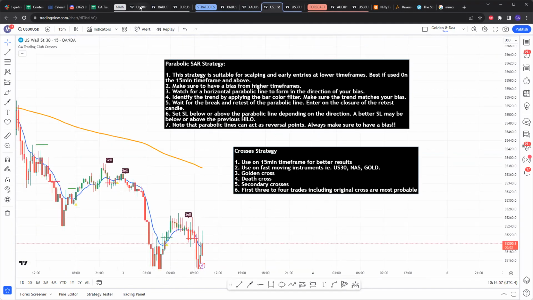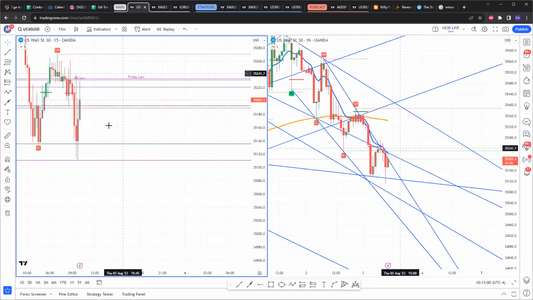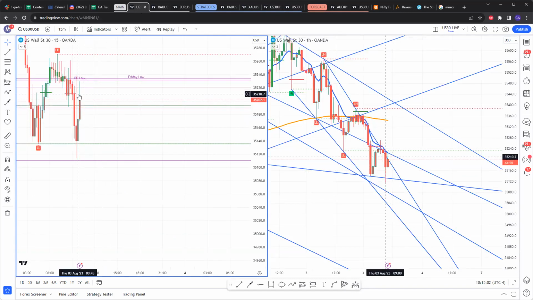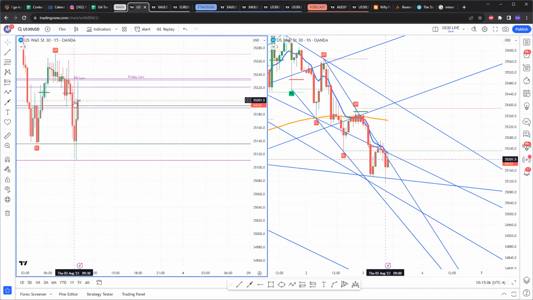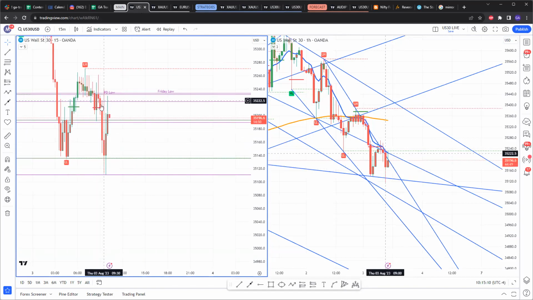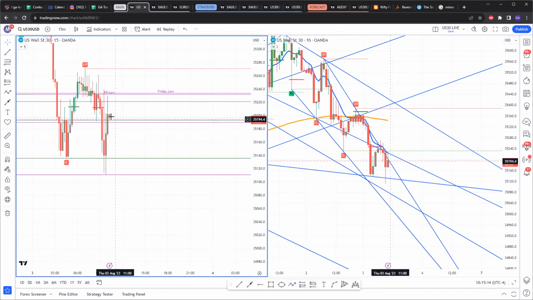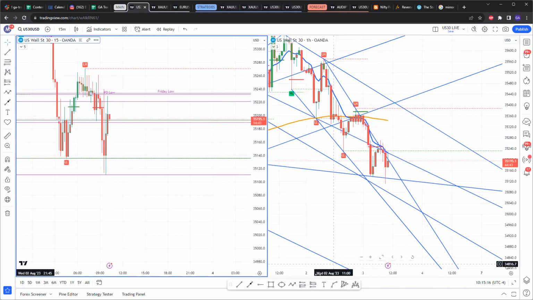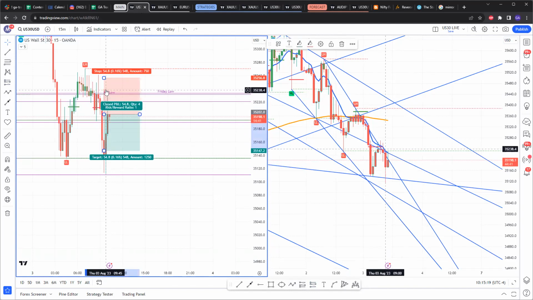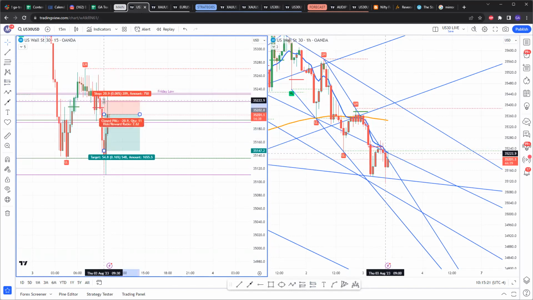Now, like the entry we found on US 30. I was waiting for that sell on US 30 here on this particular candle. However, this candle dropped so far down that I wasn't willing to chase it this far down. So ideally, my ideal sell on US 30 would have been if this candle closed somewhere here, not too far.